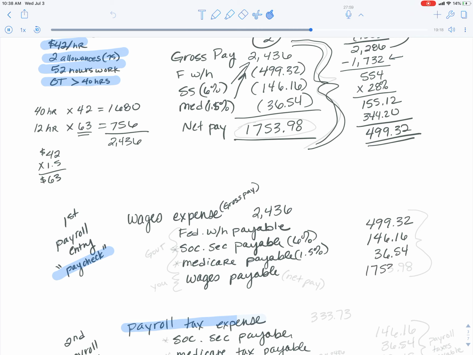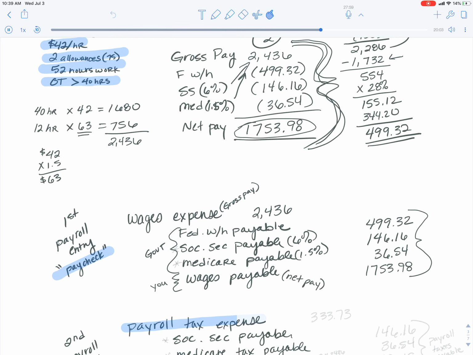So notice we're just recording that we owe all of these. These are all liabilities that we owe. The government is going to get all this money. We're going to have to turn around and write a check to the government. That's where cash will come out. That's another entry. And then this check is due to you. So this is what you're going to get. Wages payable is the same thing as net pay. So if I were to ask you the same example number 2, and the question was, what is wages payable? Your answer is the same as net pay. So that's your first entry.